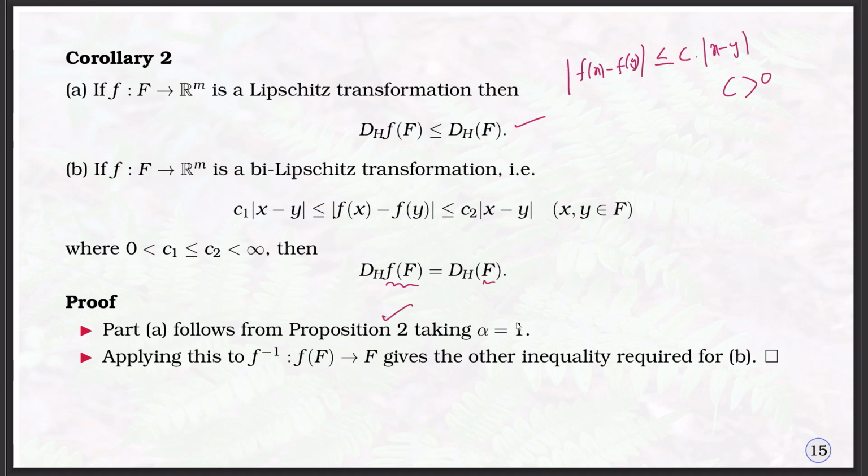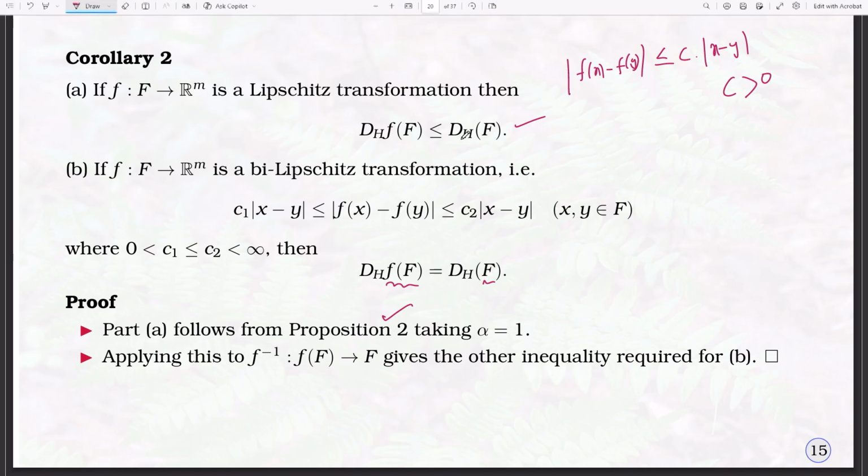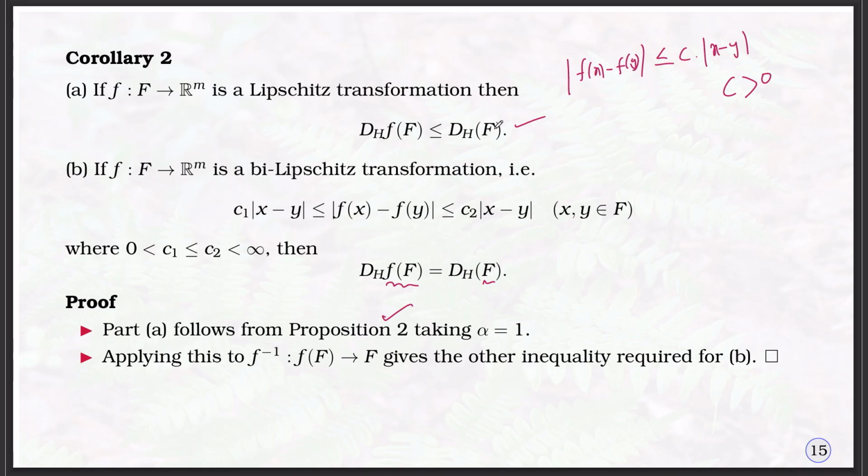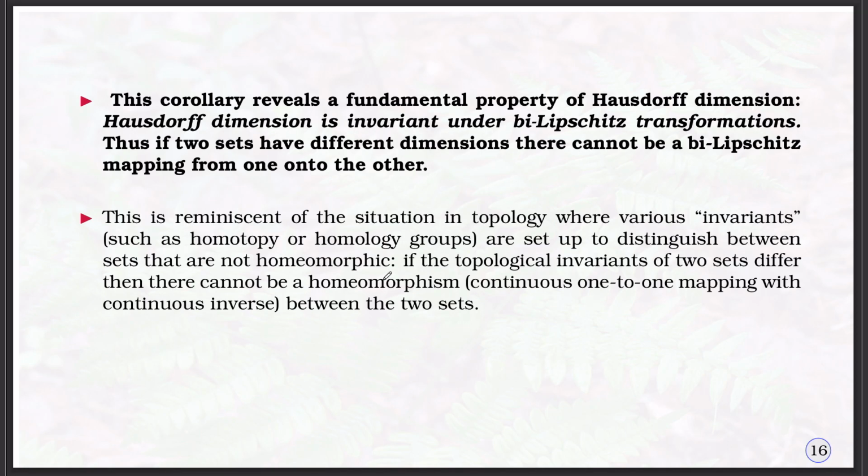You can take alpha as 1, and one can get the s-dimensional Hausdorff measure property. One can prove this by applying it to f inverse. So from here one can understand that the bi-Lipschitz transformation preserves the Hausdorff dimension. That means this corollary reveals a fundamental property of Hausdorff dimension.